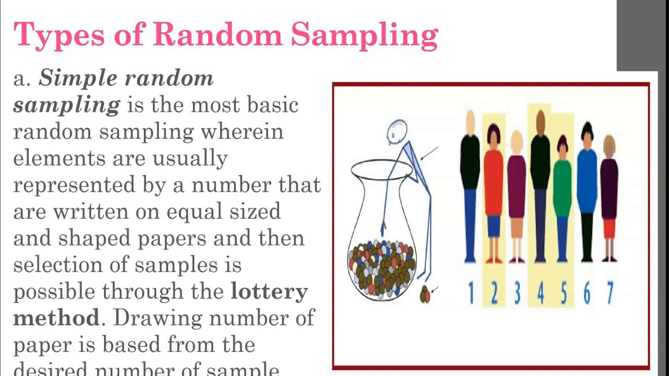As you see in the figure, if you want to get samples using simple random sampling, you will use the lottery method. Write the names or numbers of your respondents and then draw a sample from them. As you can see, this gives your respondents equal chance of getting selected.